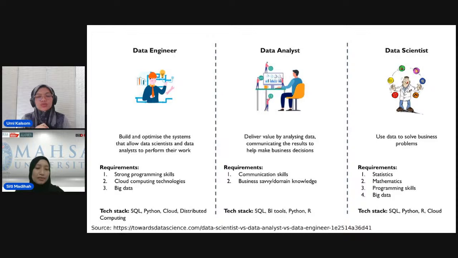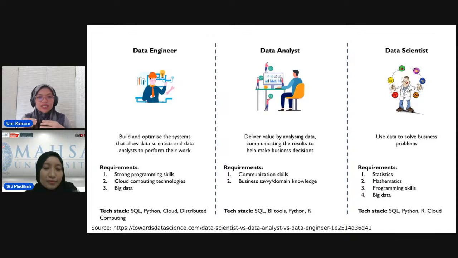And then we move forward to the data analyst. Who is a data analyst? This person delivers value by analyzing data and communicating the results to help make business decisions. Data analysts will extract the data, and usually they will provide a dashboard. This dashboard usually covers descriptive analytics as well as diagnostic analysis. The dashboard will describe what happened and then why it happened.